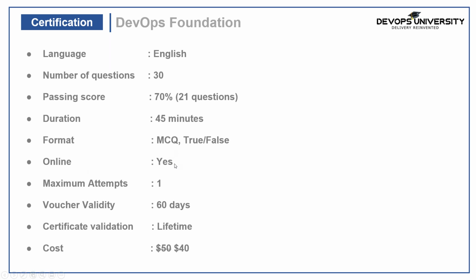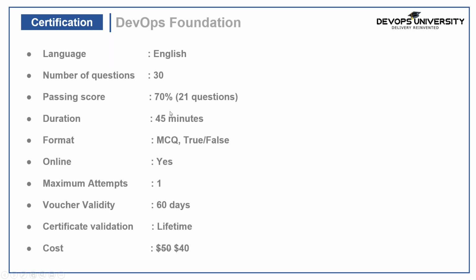The duration of the exam is 45 minutes, and the format is multiple choice and true/false questions. It's online. You can take this exam from your home, where you have a stable internet connection. It's an open book exam. The maximum attempt is one, and the exam voucher validity is 60 days. From the day we activate your exam, it will be valid for 60 days. And the certification validity is lifetime. So this certificate is valid for a lifetime, and it's well approved in almost all the great organizations.